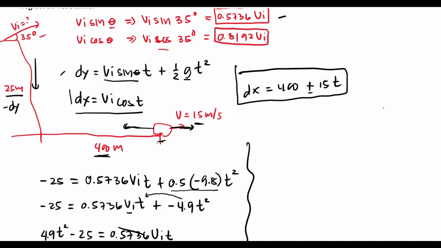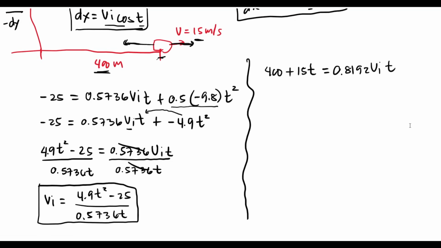Then substitute now to this formula. So we have 400 plus 15 times the time equals V cosine theta, and that is equal to 0.8192 times Vi times the time.